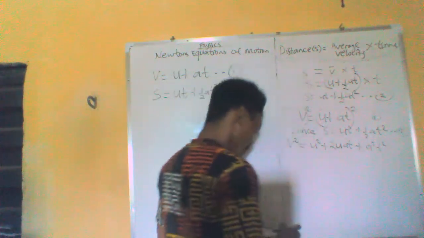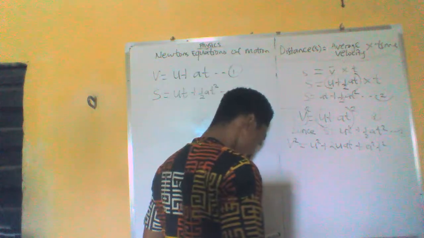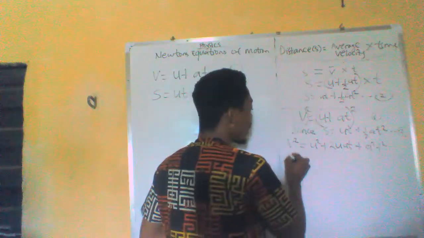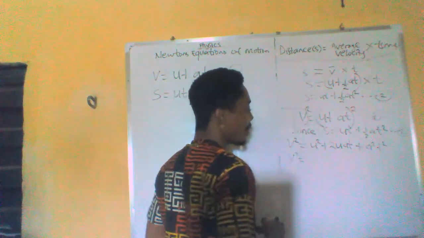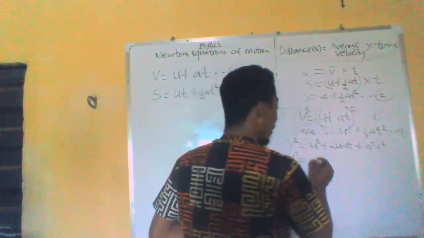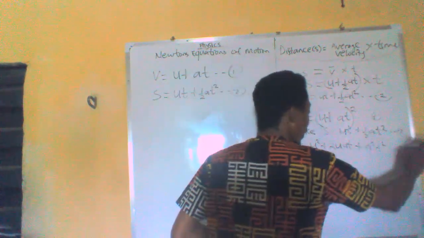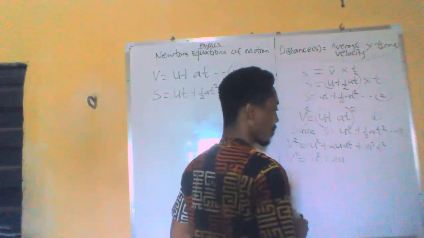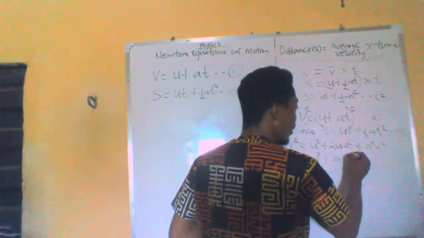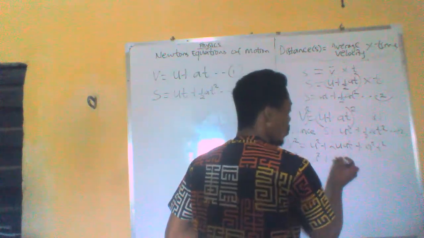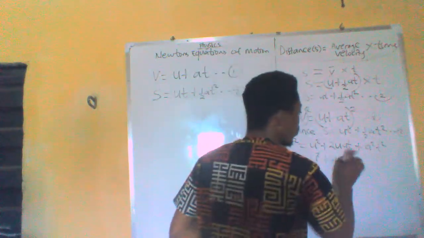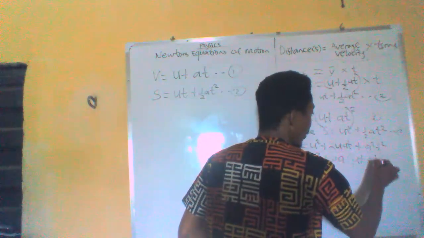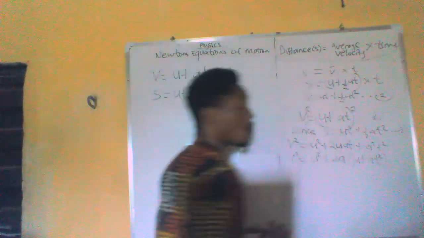So from there, having squared both sides, we will discover something. I will do a little factorization of what I have here. If I factorize this, I'm going to have 2U, not 2U, 2A, that's the highest common factor there. 2A into U plus half AT squared.